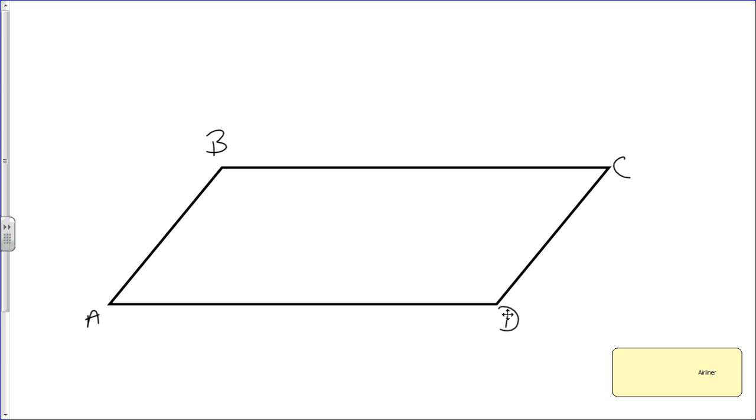Now, if I gave you this quadrilateral and I told you that this side was congruent to this side and this side is congruent to this side, just knowing this little bit of information, this is enough information to say ABCD, that's how you write a quadrilateral, there's no symbol before it, is a parallelogram.